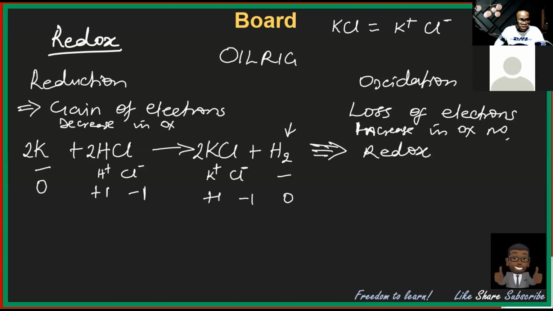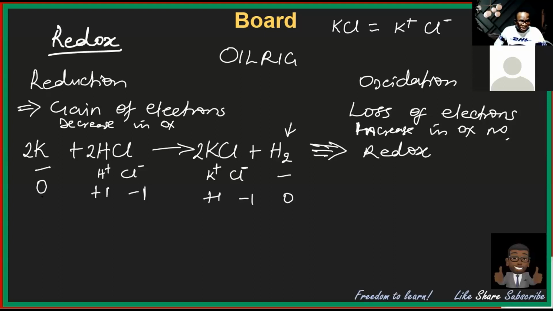If you want to say gain of electron, loss of electron, looking at an equation like this, you may not quickly tell which one has lost electrons and which one has gained electrons. But if you use oxidation number, you can easily tell which one has increased in oxidation number and which one has decreased.